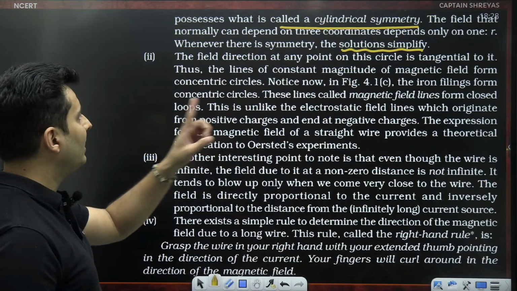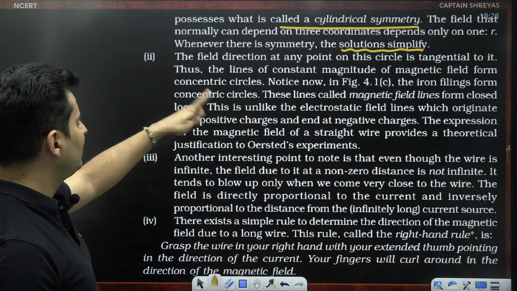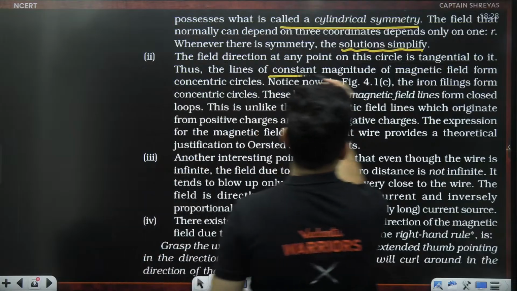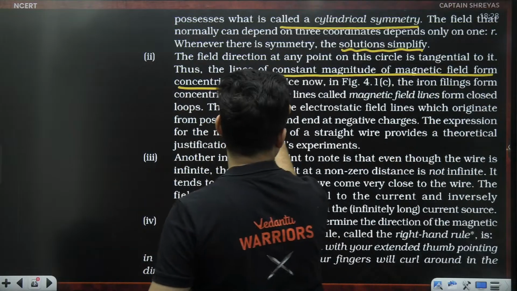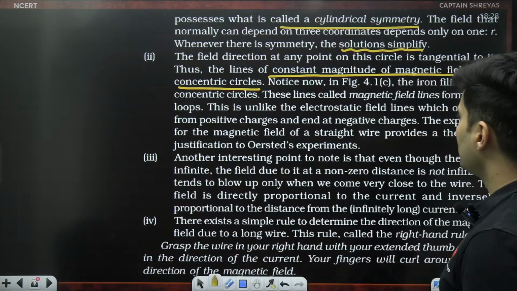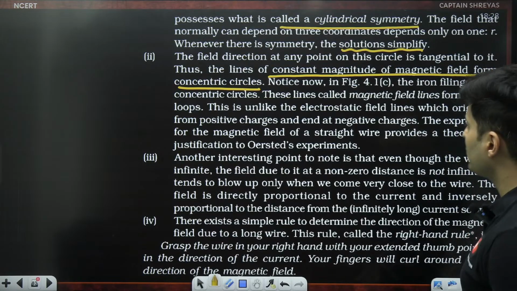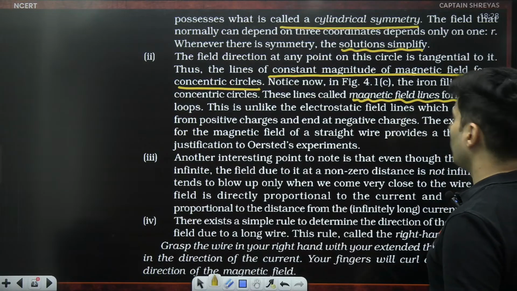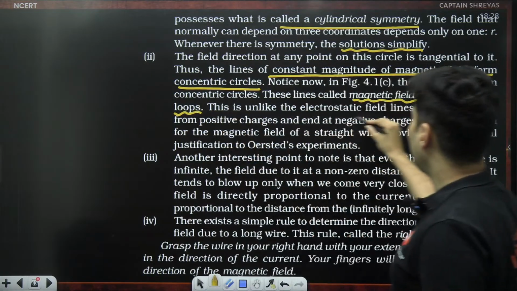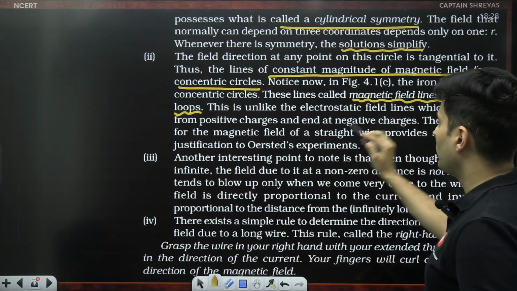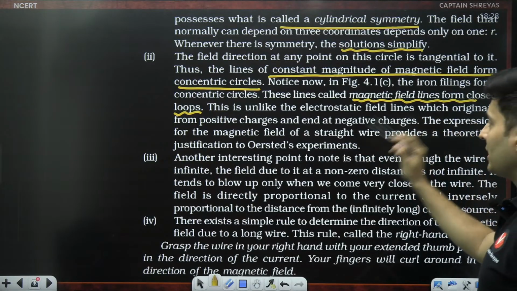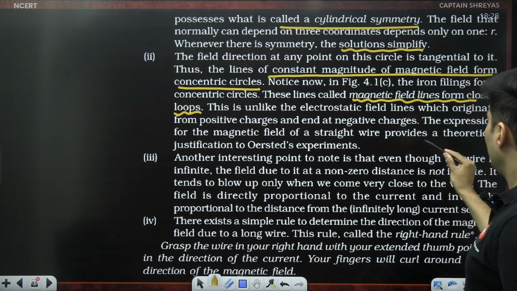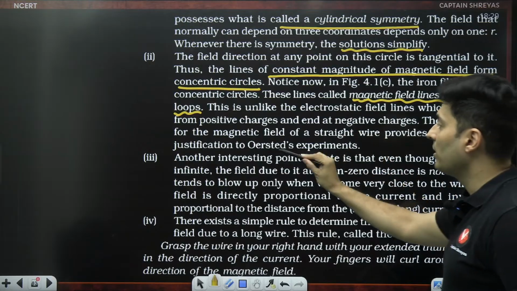The field at any point on the circle is tangent, thus the lines of constant magnitude of the field form concentric circles. The constant magnetic field lines form concentric circles. The iron filings are also in concentric circles. These lines are called magnetic field lines, and they form closed loops. This is unlike the electrostatic field, where lines originate from a positive charge and end at a negative charge. The expression for magnetic field which was derived provides a theoretical justification of Ørsted's experiment.